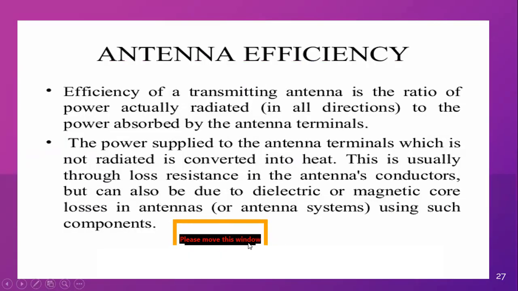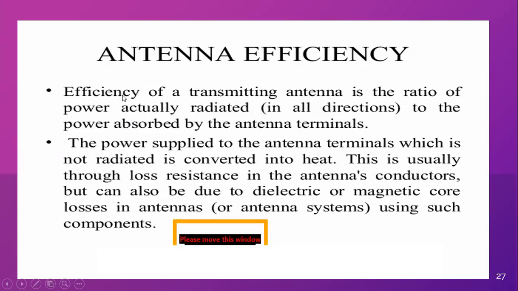Similarly, depending upon the antenna efficiency: the efficiency of a transmitting antenna is the ratio of the power actually radiated to the power absorbed by the antenna termination. One of the theorems we have studied in network analysis is the maximum power transfer theorem. How much power is transmitting from the source to the terminating point is nothing but RS equals RL. Might be you have remembered, yeah.